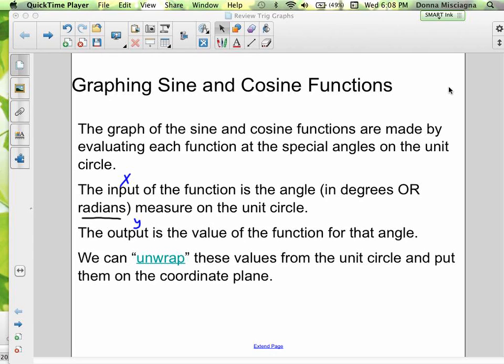Welcome. So now we're going to review graphing sine and cosine functions. And we're going to start at the beginning to make sure that everything is clear for all the students.